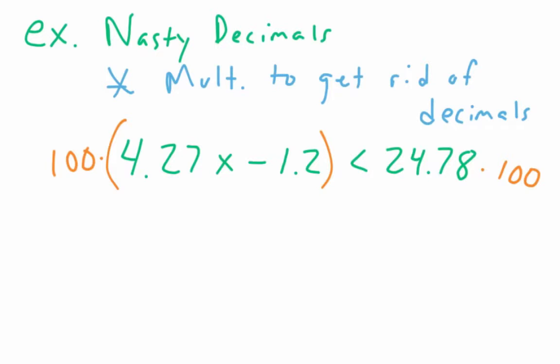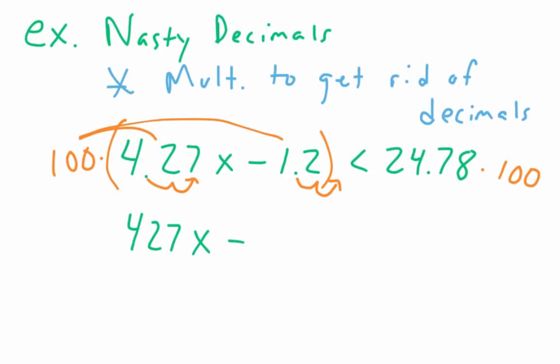we have to multiply all parts of this. So we do distributive there on the left. But what that turns it into is 427x minus, so I just move my decimal point 2 places. If I move this decimal point 2 places, I get what? Not 12, but 120. So I have to add the 0 on to show that I moved the decimal point 2 jumps to the right there. Is less than 2,478.